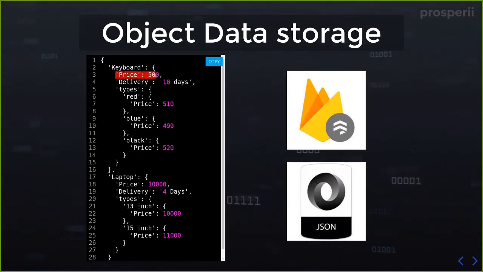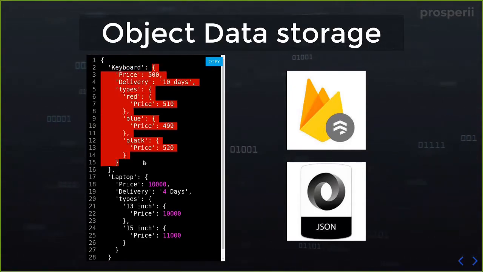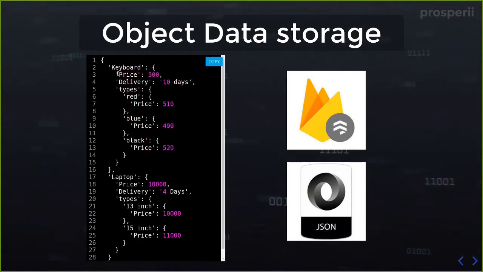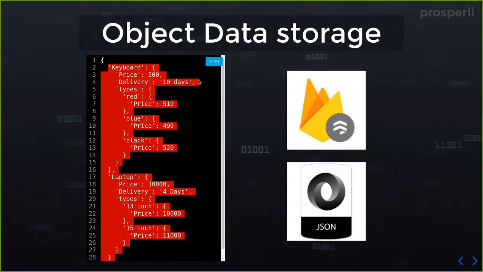So over here, the price is the key and 500 is the value. Similarly, delivery is the key and 10 days is the value. So over here, every data object is stored as a key and value. So over here we have keyboard, which is the key, and for the value we have the entire keyboard object. Then we have price as the key and 500 as the value. So with this, we have stored some parameters about a keyboard.